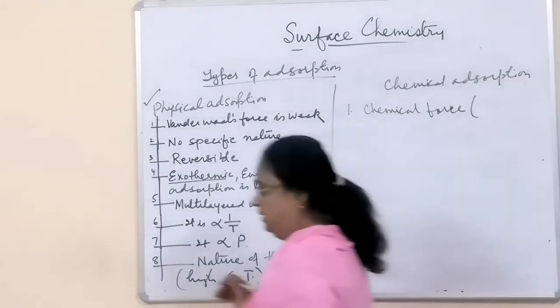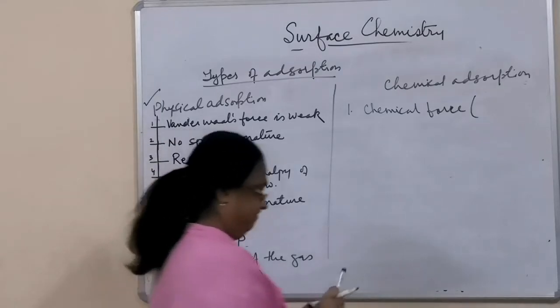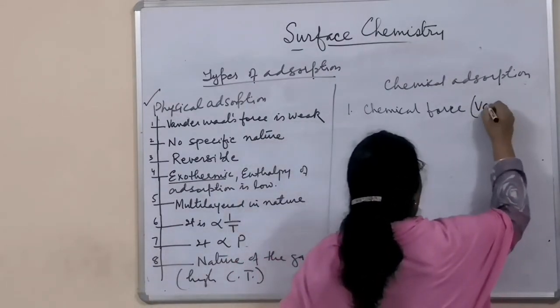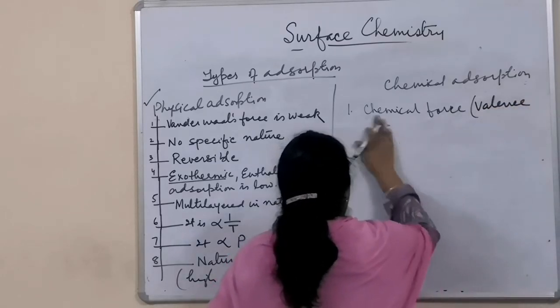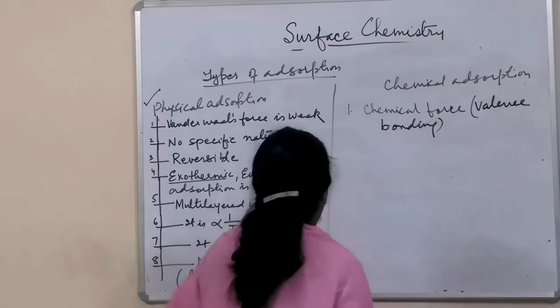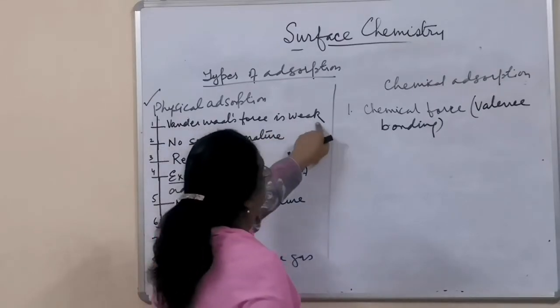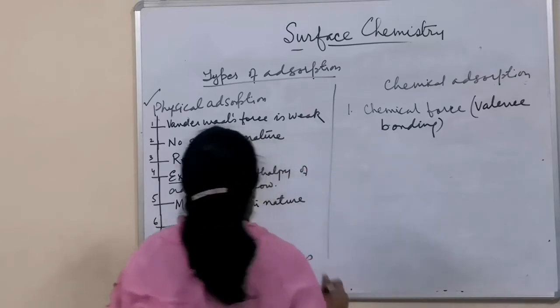Let me change the pen. Chemical force, that is valence bonding. So this is your physical force, electrostatic force of attraction. Valence bonding means electrons are involved.